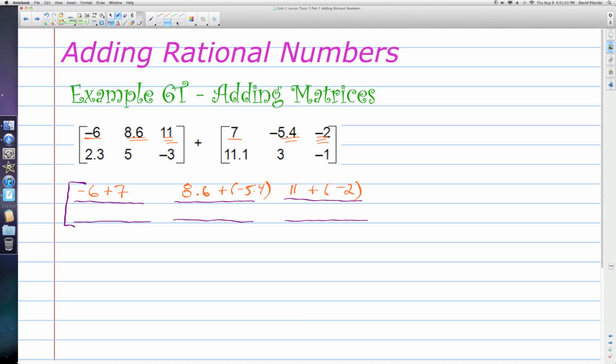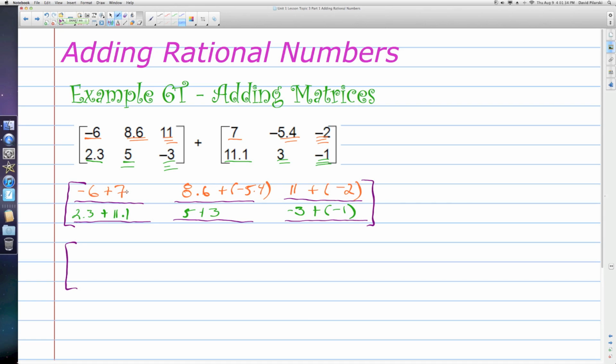Next I'm going to do the second row. So I have to add 2.3 to 11.1. Then I have to add 5 to 3. Then I have to add negative 3 to negative 1. I add it part by part. Now I simplify the matrix. I simplify each element of the matrix.